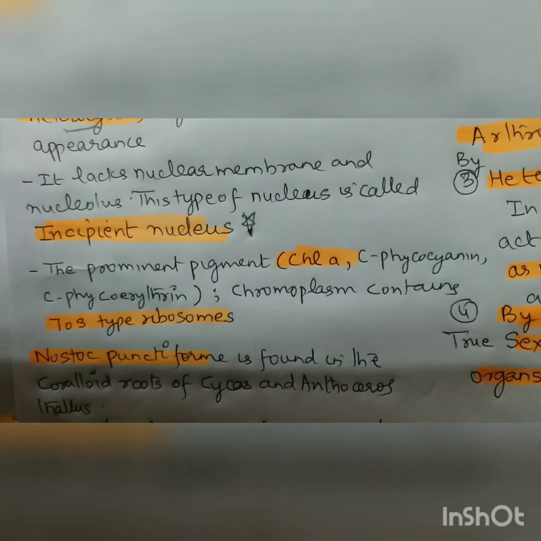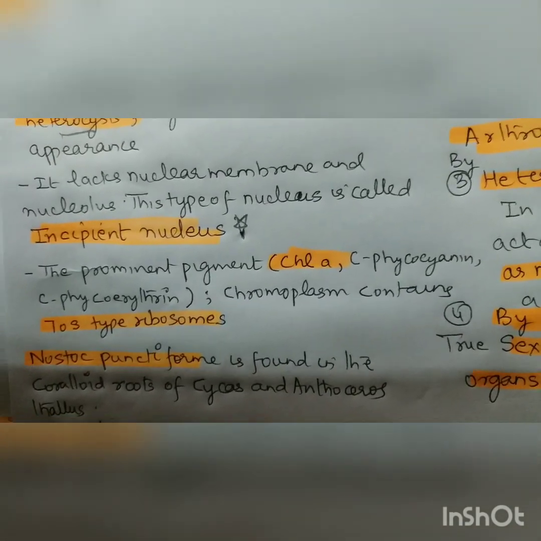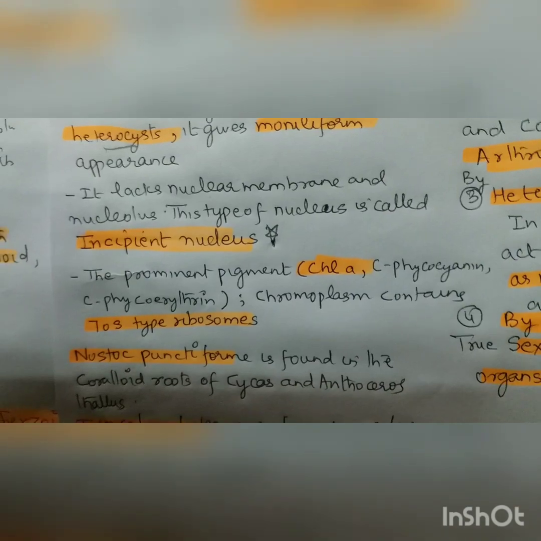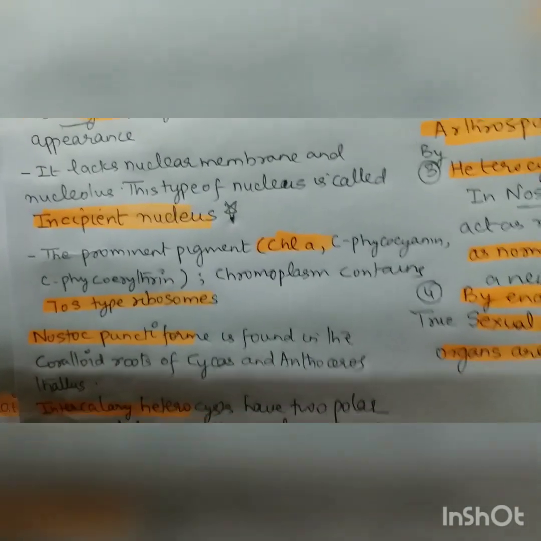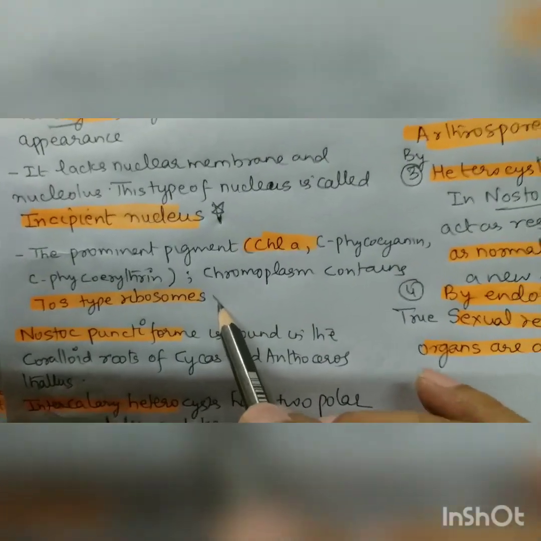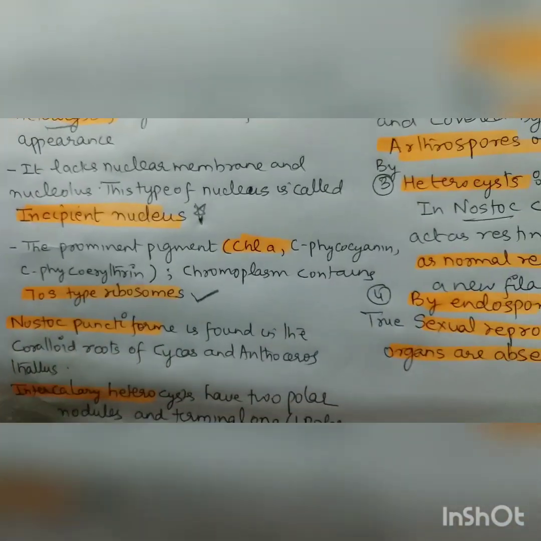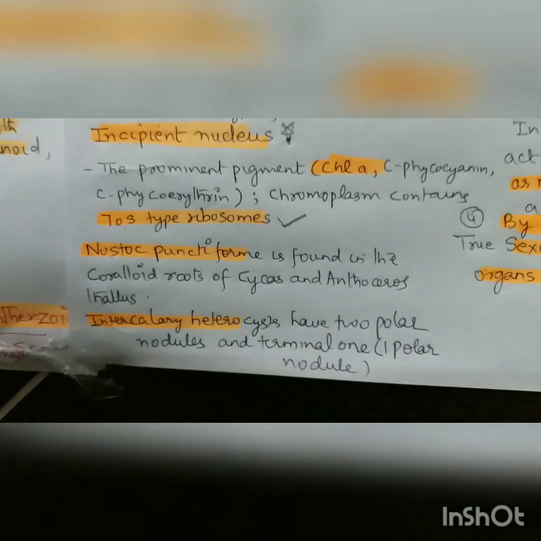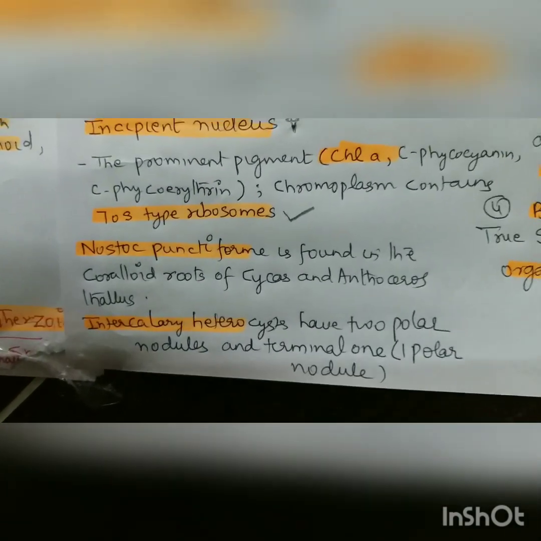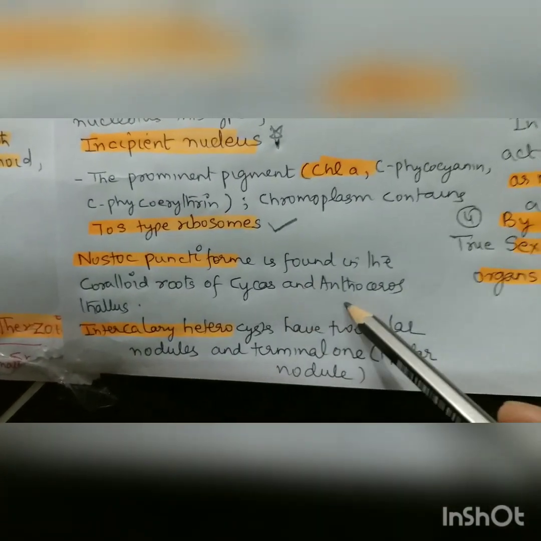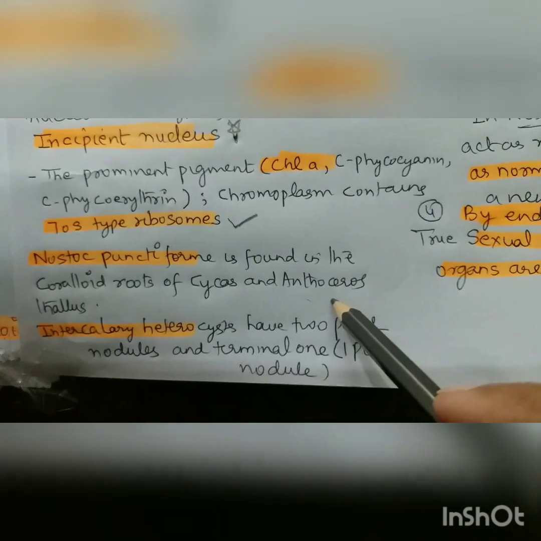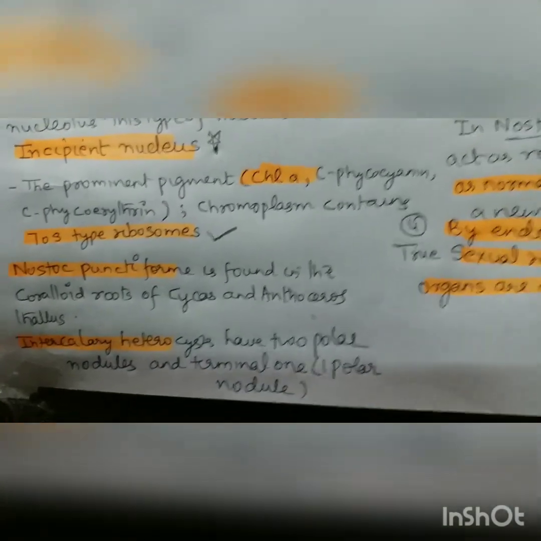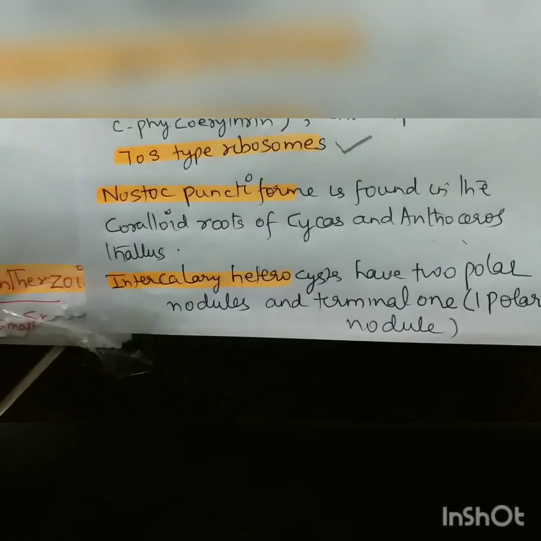The prominent pigments are chlorophyll A, C-phycocyanin, C-phycoerythrin. Then the chromoplasm contains 70S ribosomes, which shows that they are prokaryotes. I will take the difference between Rhodophyceae and Cyanophyceae later on. Nostoc punctiforme is found in the coralloid roots and Anthoceros. I have just told you earlier also in the last lecture, endophytic fungus, and a lot of examples are given of these. But Nostoc punctiforme is one.